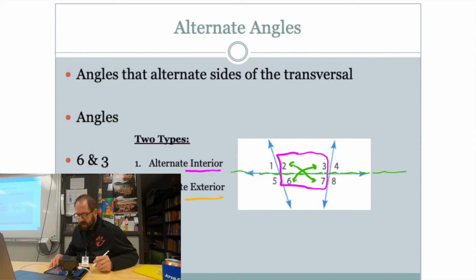So that's an alternate. Now we can also have alternate exterior. Those are the other examples like 5 and 4. Those are alternate exterior. They're on the outside of the sandwich. And then 1 and 8, same thing.